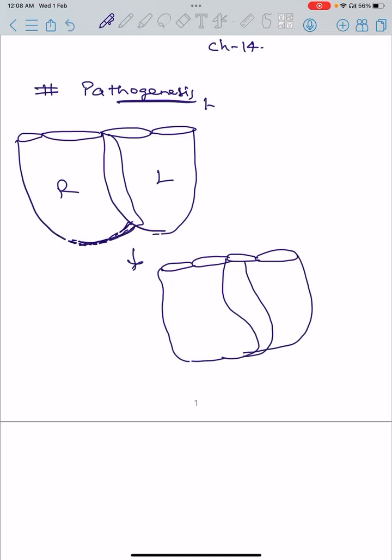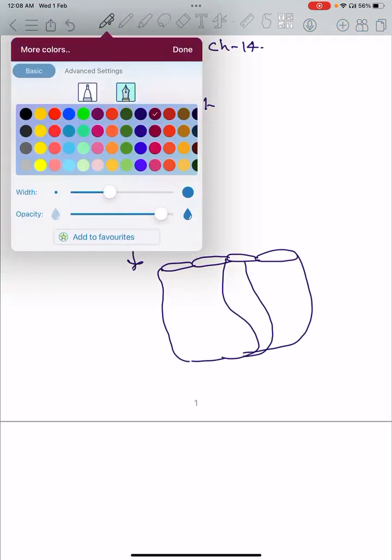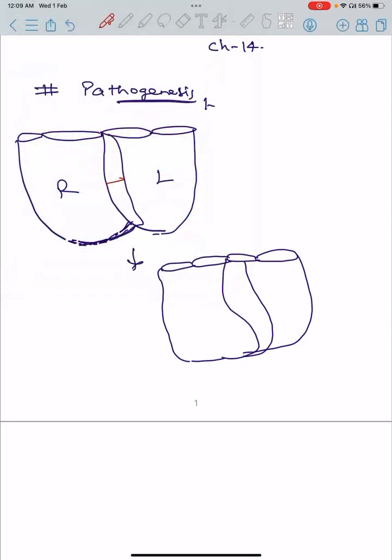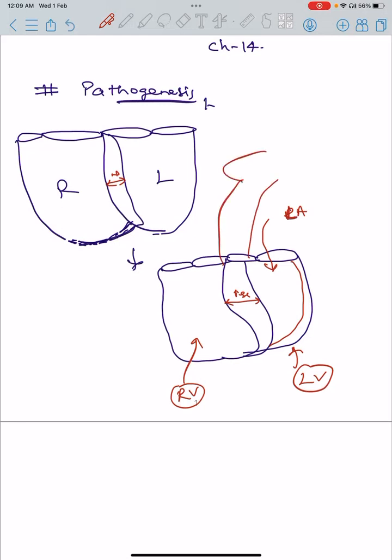The interventricular septum on the normal side is normal, but in cardiomyopathies the interventricular septum dimension increases by almost double. That's why the volume of the left ventricle decreases. This is the left ventricle, LV, this is the right ventricle, RV. Blood comes from the right atrium to the left atrium to the left ventricle and pushes into the aorta. This is the aorta.